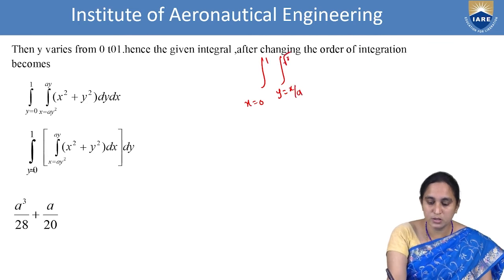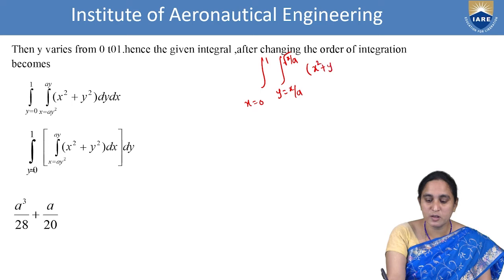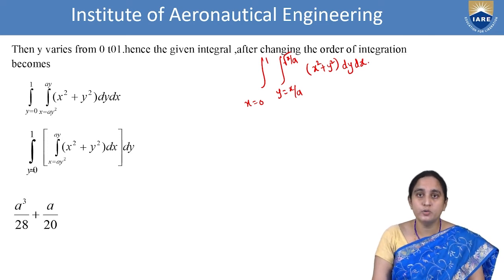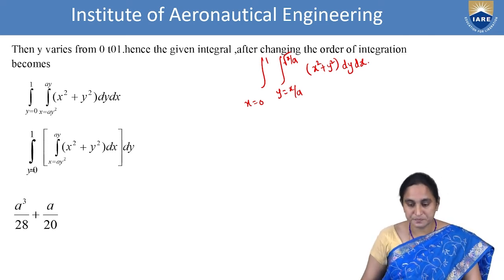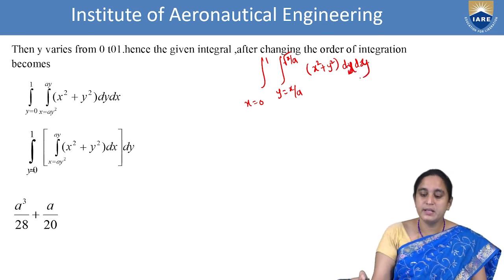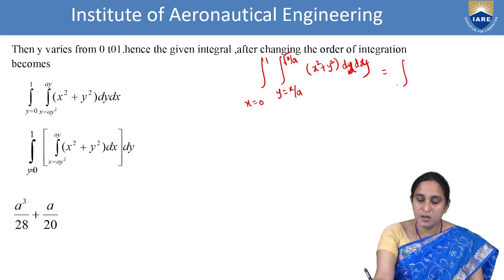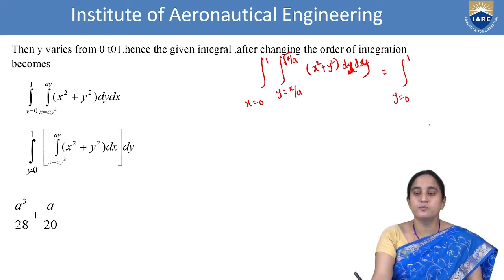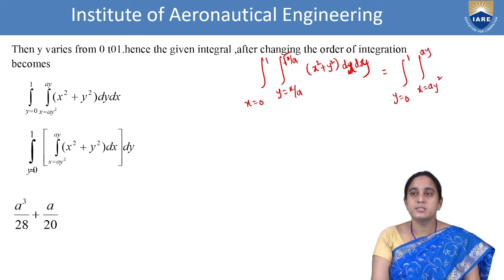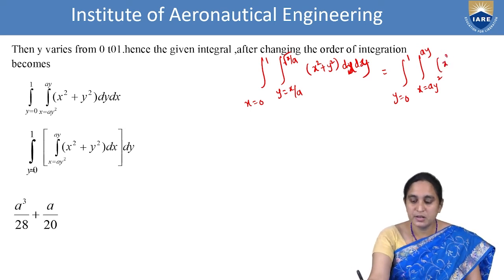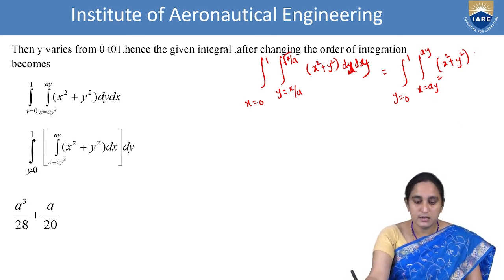The limits are x by a to root of x by a, and the function is x square plus y square into dy dx. From that, I'll convert it, since the y limit points are fixed, that is y is 0 to 1, and the x limit points are ay square to ay. Then the function is x square plus y square into dx. Here x is in terms of y, which means the first integration is with respect to x.